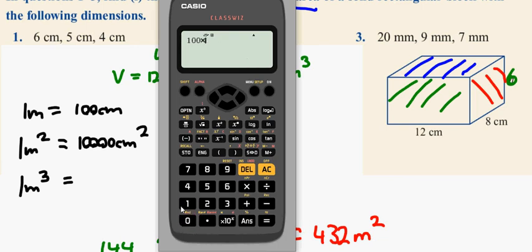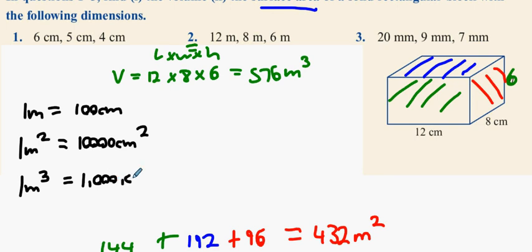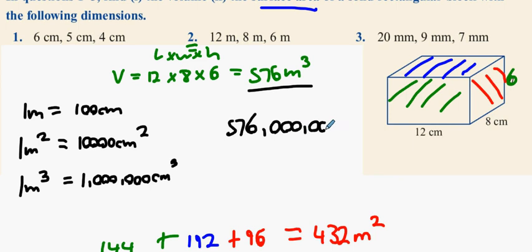What's 1 meter cubed in centimeters cubed? 100 by 100 by 100, you have to do it 3 times. And you get 1 million centimeters cubed. Now, I have a question for you. What's 576 meters cubed in centimeters cubed? What's the answer? 576 million centimeters cubed. Is that okay? How do I convert it back? I'd have to divide by a million or divide by 100 three times.